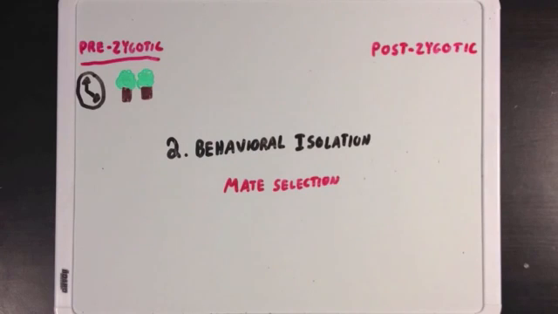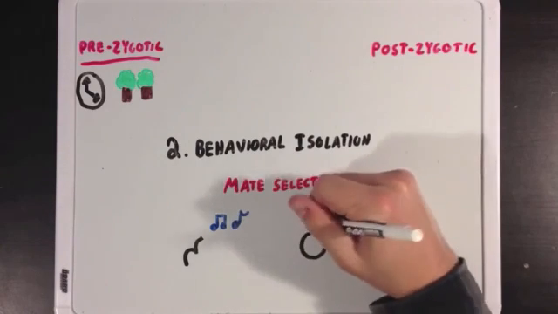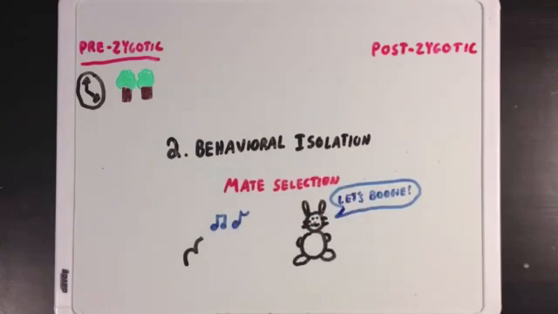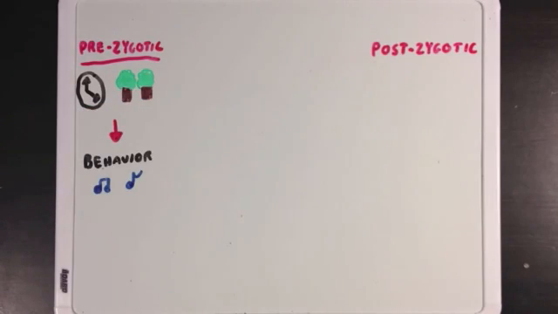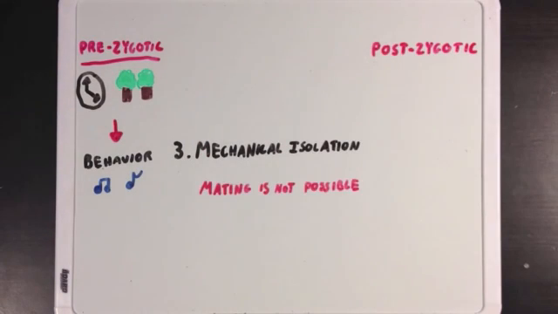Now, not all organisms will attract a mate the same way. Perhaps one animal, like a bird, will attract a mate by singing a song, whereas this bunny rabbit may do a little dance to attract a mate. So we have behavioral isolation, and now we have mechanical isolation, which deals with the physical inability of two organisms to mate, even if they wanted to.